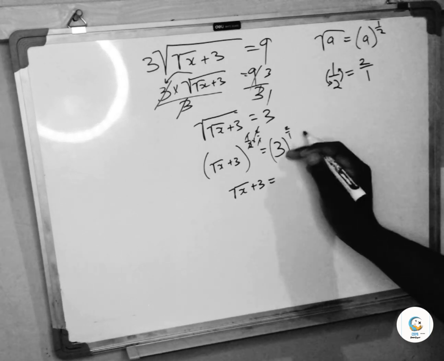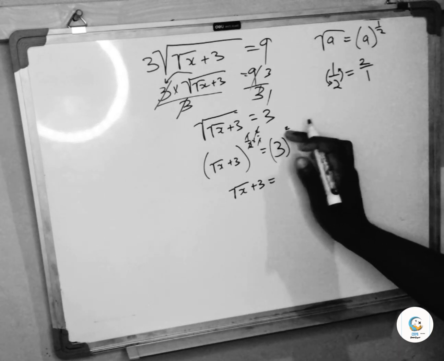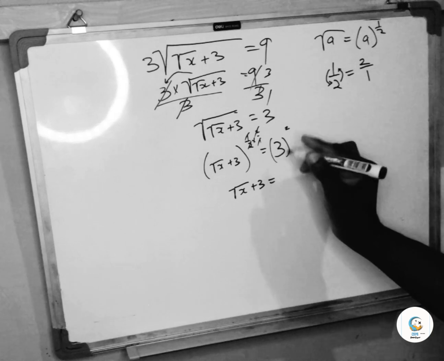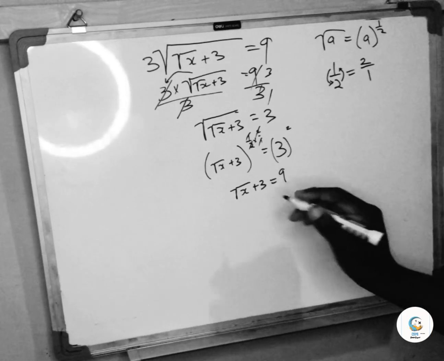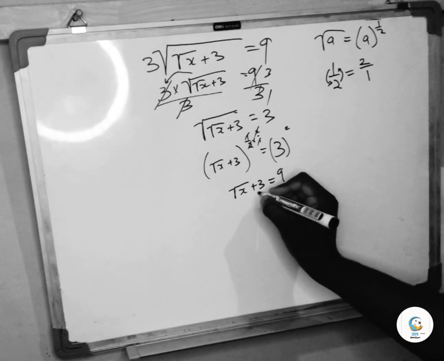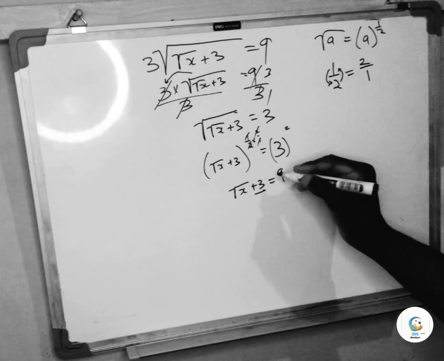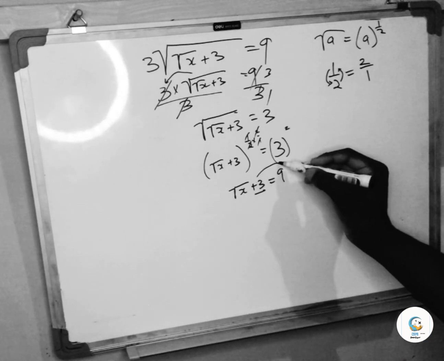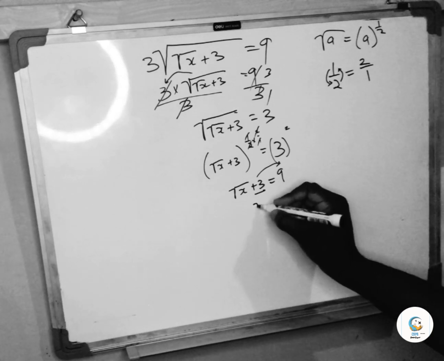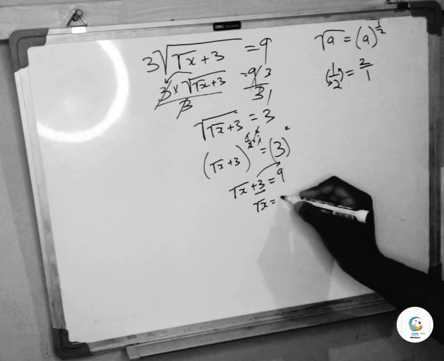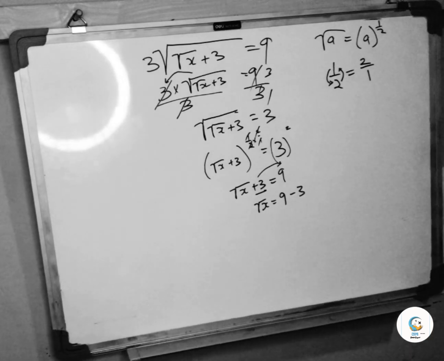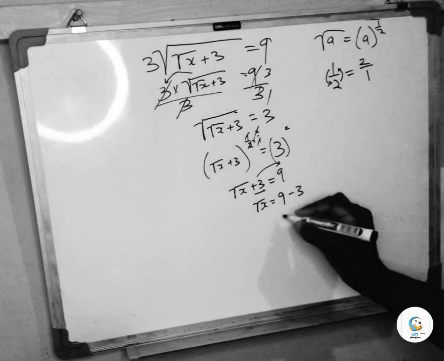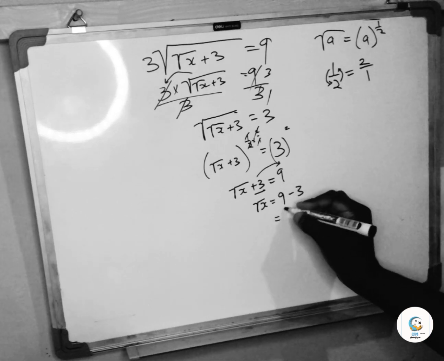So here is the same as saying 3 squared. So 3 squared is what? It is 9. So we have 9 now. What is here now is plus 3, which we can take to this other side. So let us take it. We will be left with x is equal to 9 minus 3. So what is 9 minus 3? It is 6.